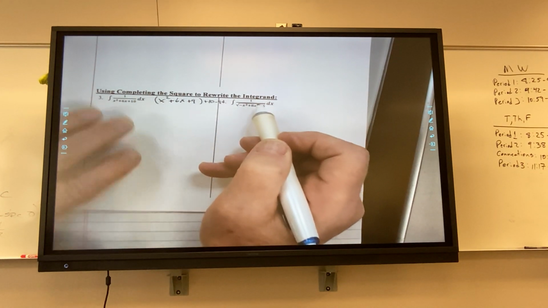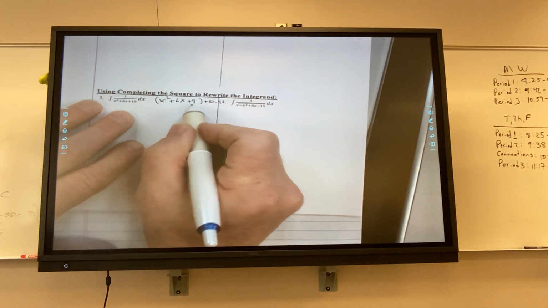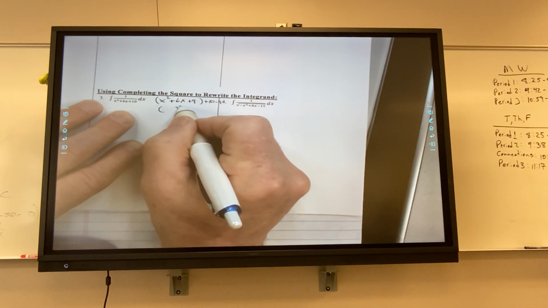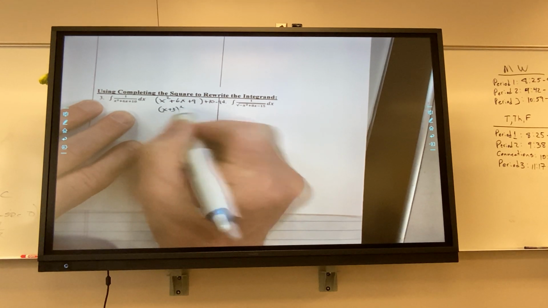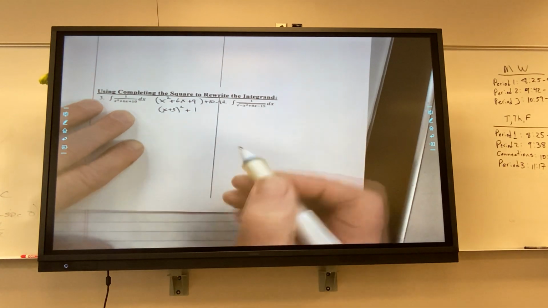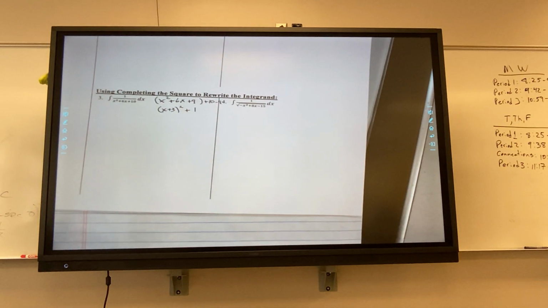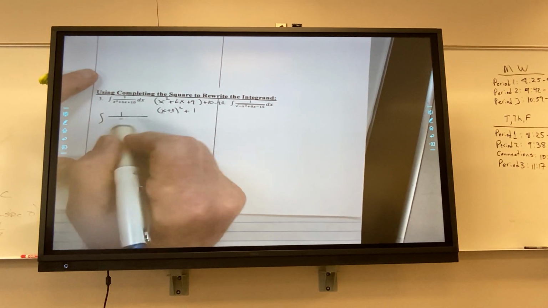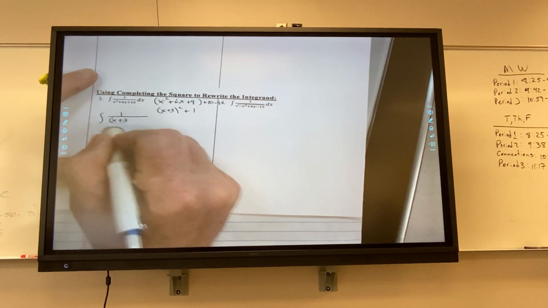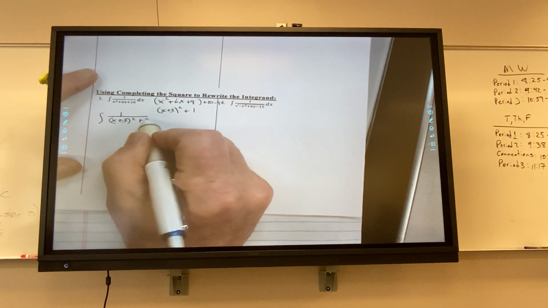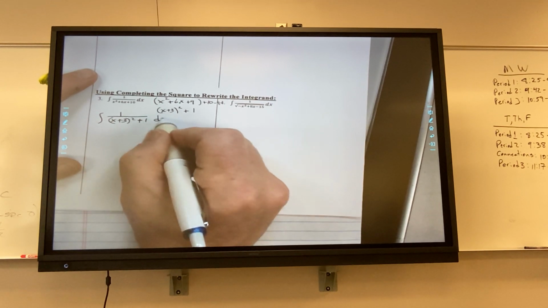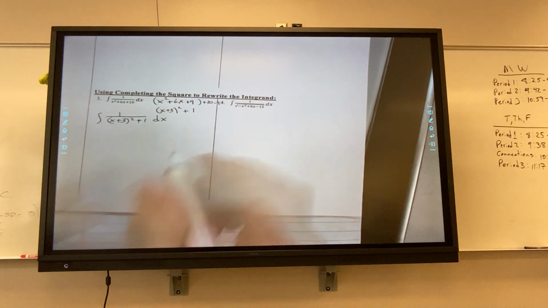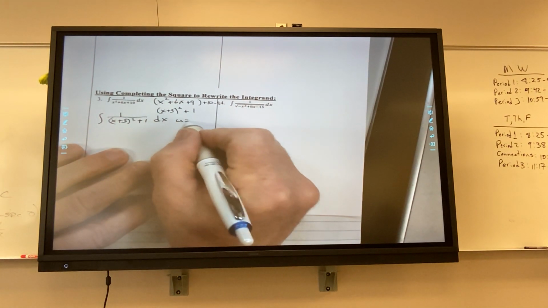Ben, what is the binomial square for this? x plus 3 squared. Plus 1. Would you agree? So now I'm going to come back here and I'm going to write it like this. Okay. So I'm going to say u is equal to x plus 3 because it's in parentheses.